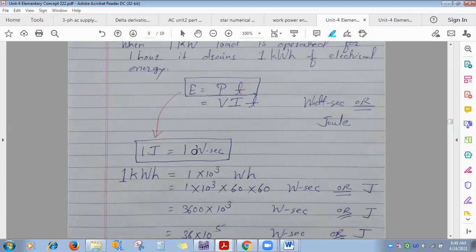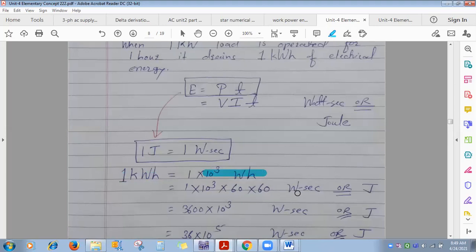Watt to kilowatt, whenever you want to do that, it means into 10 to the power 3. 1 kilowatt hour is what? 10 to the power 3 into watt hour. And 1 hour is equal to 60 minutes, and 1 minute is equal to 60 seconds. So whenever you want to convert hour to second, it is 60 into 60. So this 1 kilowatt hour, you can write as 10 to the power 3 watt hour.